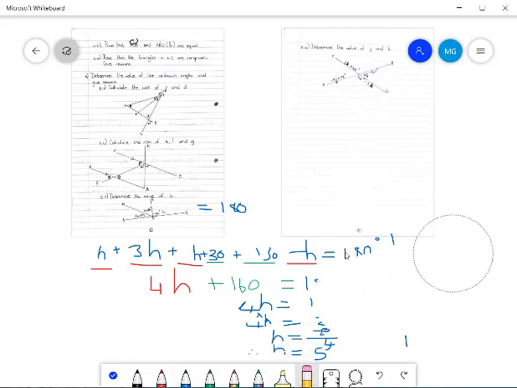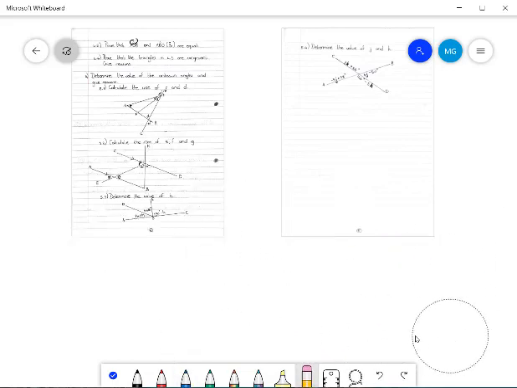Okay. Let's look at the very last one for this practice test. 5.4, determine the value of j and k. So here you have angles in a 360 degree rotation. But remember, all the angles in a rotation will equal 360. But look carefully. I'm working with a k and I'm working with a j.